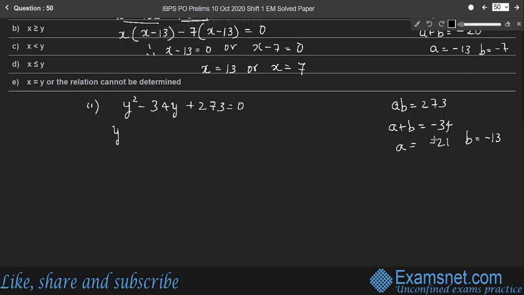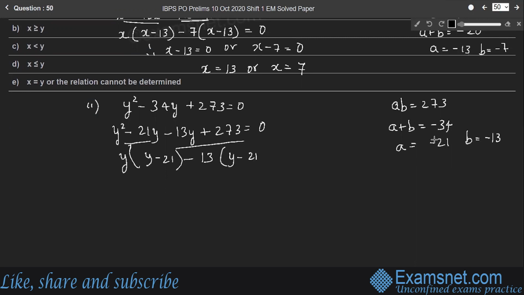Therefore, split the middle term. Y square minus 21y minus 13y plus 273 is 0. Here in the first two terms, y is common, right? So y into (y minus 21) minus 13 into, in the last two terms, 13 is common, minus 13 into (y minus 21) is 0. Therefore, we have two values for y. Y is 21 or y is 13.